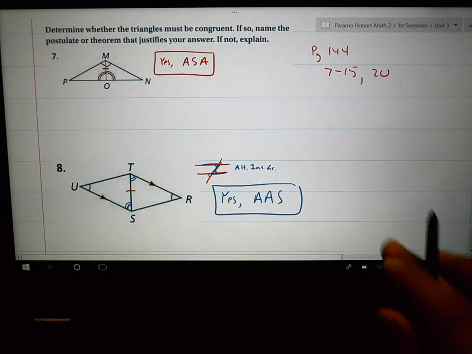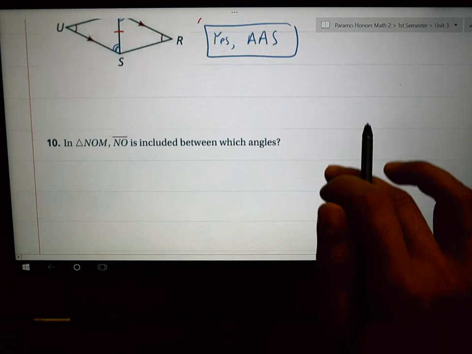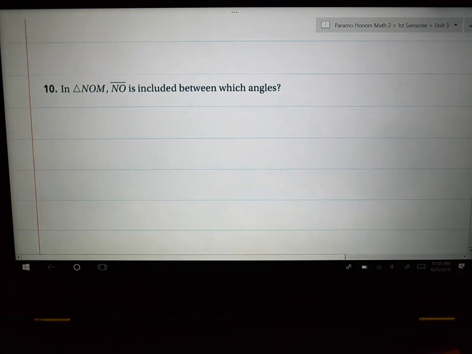The last example that I have for you is number 10. And number 10 says, in triangle, nom, nom, nom.